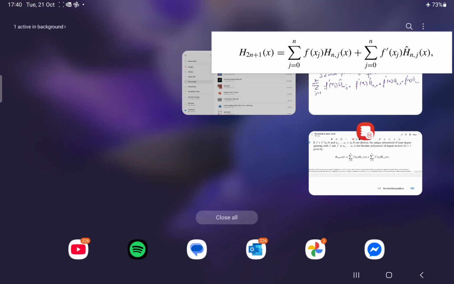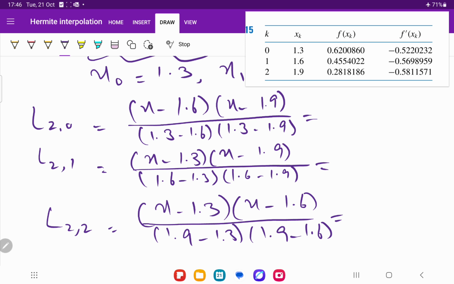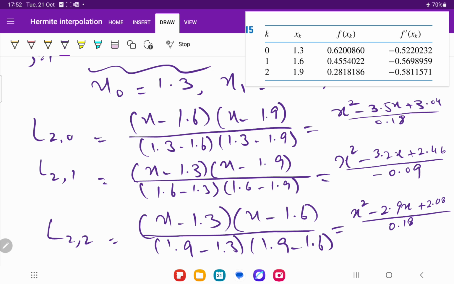So here you can see that we have generated L2 0, L2 1, L2 2 by using the idea of Lagrange interpolation. These are the corresponding quadratic equations, and you can see that the power of x is x square, meaning degree 2.